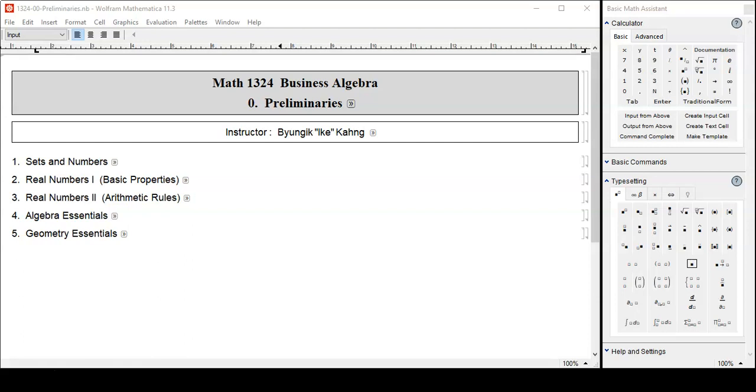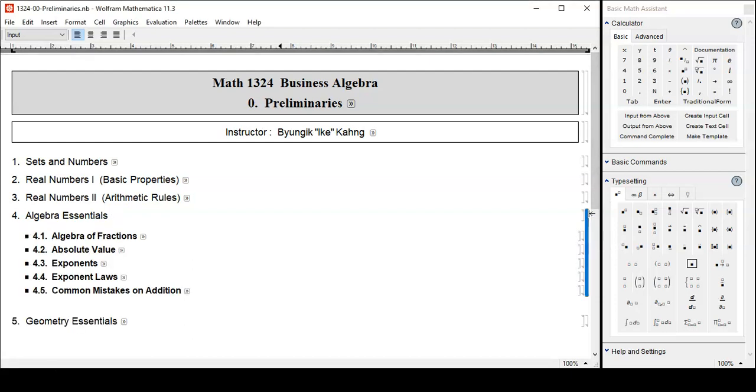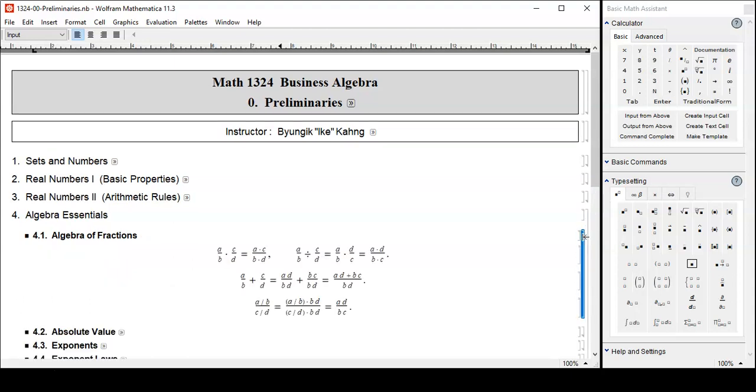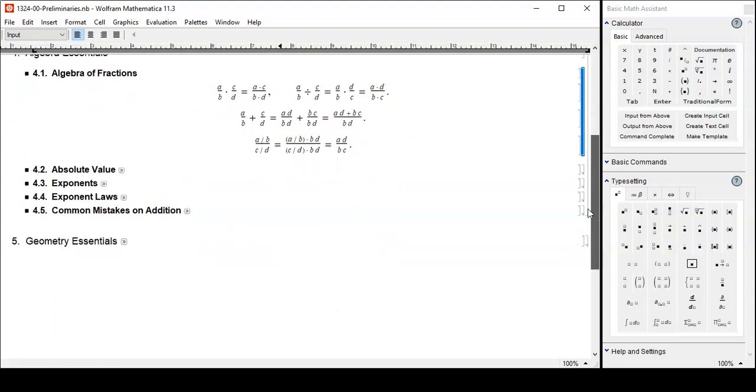Section 4, Algebra Essentials. What do we have here? We have fractions, absolute values, exponents, those kinds of things. Let's begin with the fractions.